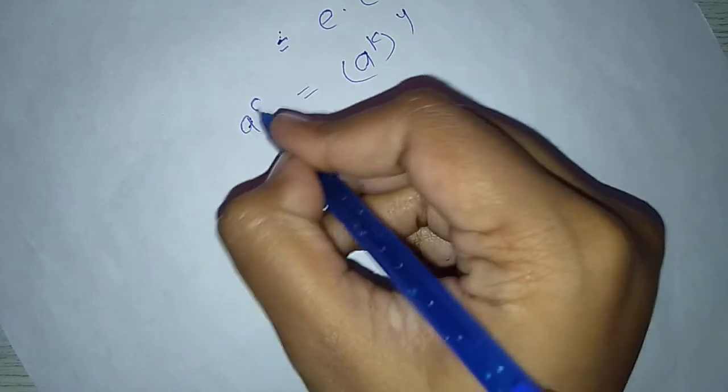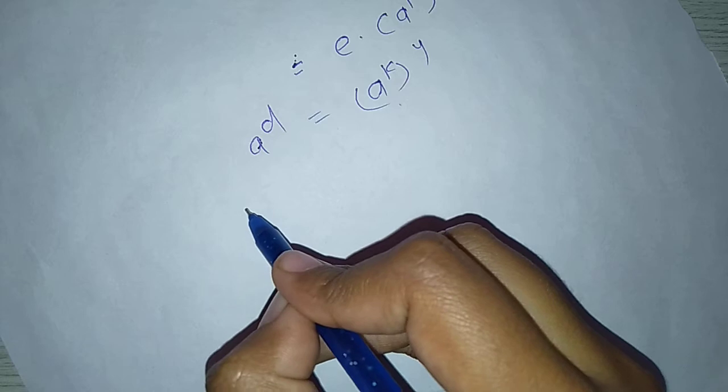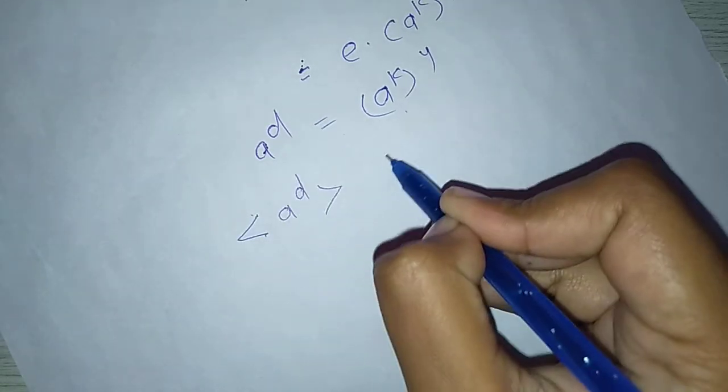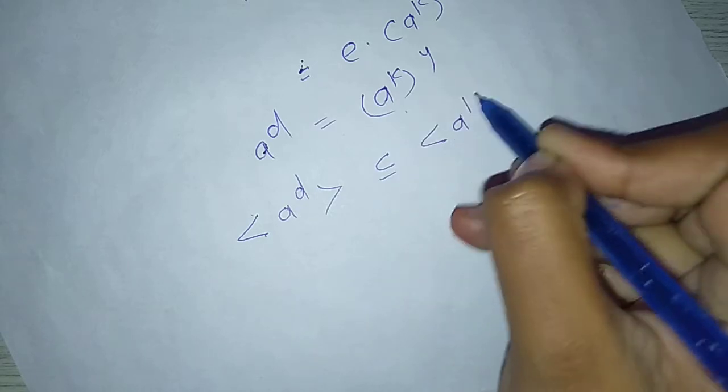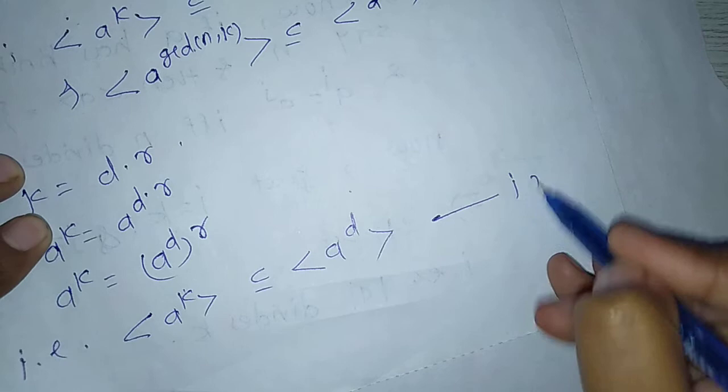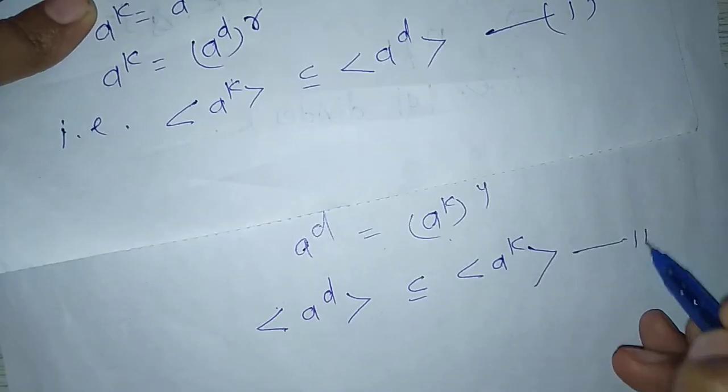Means a raised to d equals a raised to k raised to y, which means the set generated by a raised to d is a subset of the set generated by a raised to k. So by equation number 1 and equation number 2, we have the required equality.